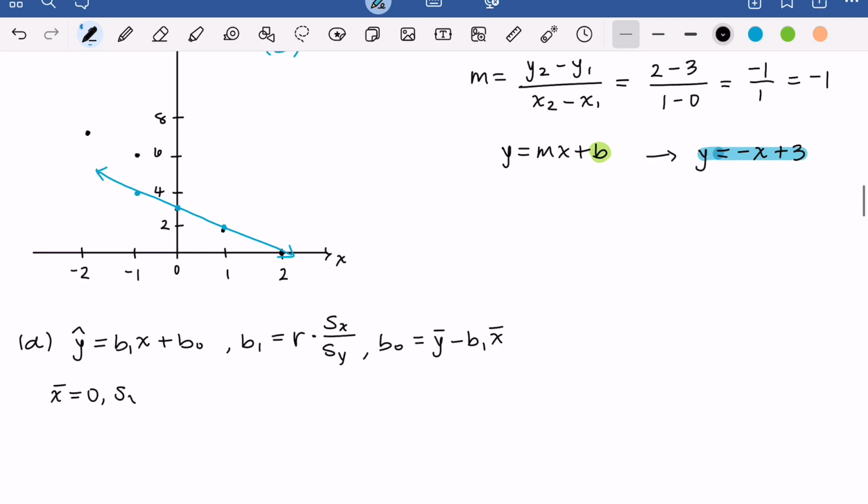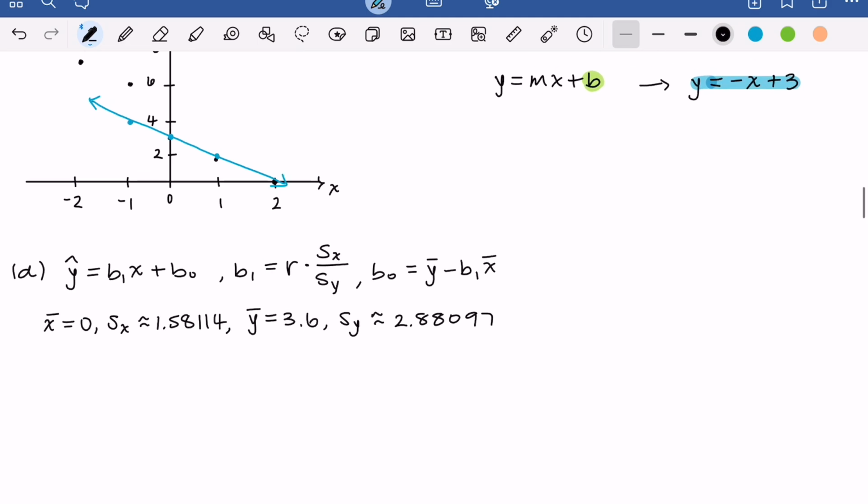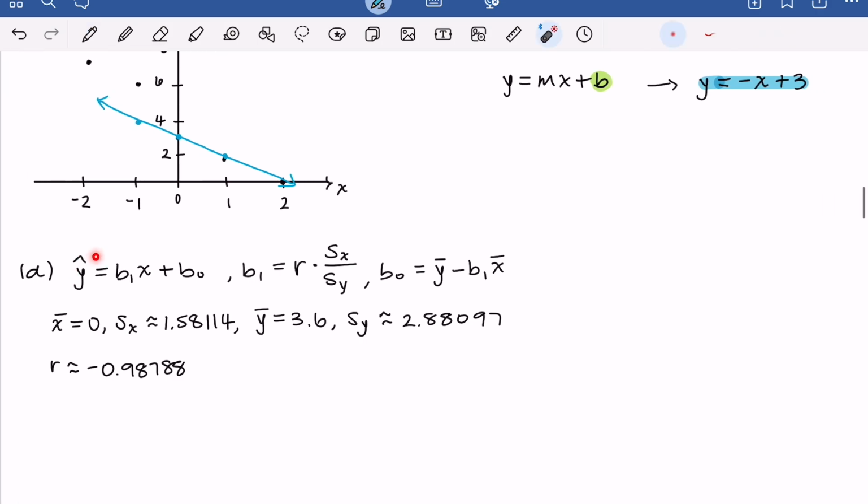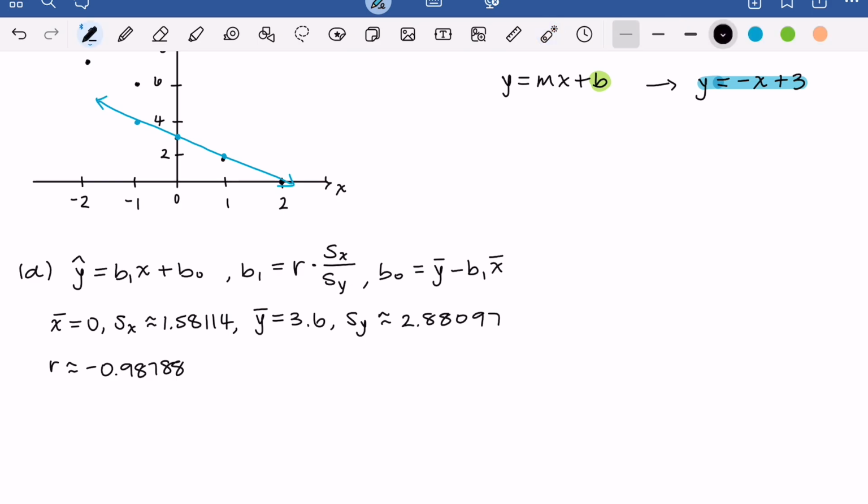Our standard deviation, this s sub x here, is going to be rounded approximately 1.58114. Our mean for our y variables is 3.6. And then the standard deviation is again rounded to this guy. Okay. And then lastly, our correlation coefficient. We're not going to go through the whole process of finding that again, but it's going to be negative 0.98788. So with this information, we are going to plug this into our b1 and b naught values and find this, what we're going to call y hat here, or the least squares regression line.